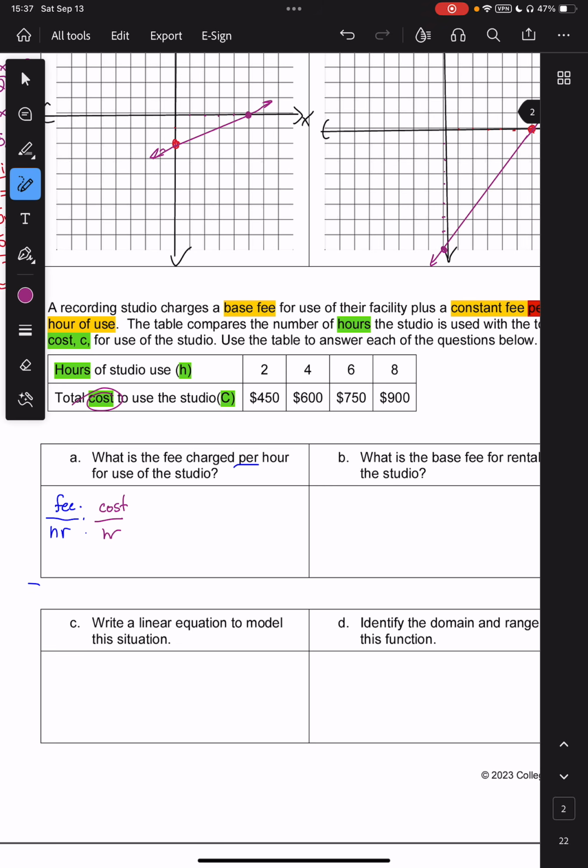So this looks a lot like slope. Remember our y2 minus y1 over x2 minus x1? That's what we're going to be doing here. So we can choose any of our y values, but I'm just going to choose these ones over here to make it a bit easier. So let's do 600 minus 450 all over 4 minus 2. So 600 minus 450 becomes 150, and 4 minus 2 is just 2.